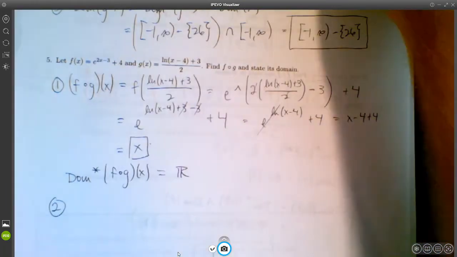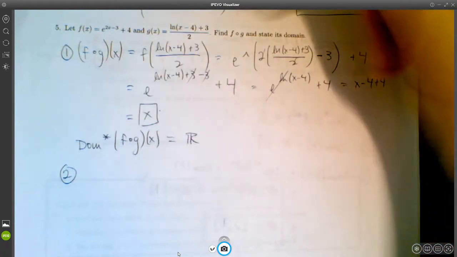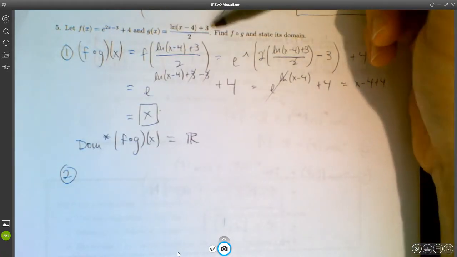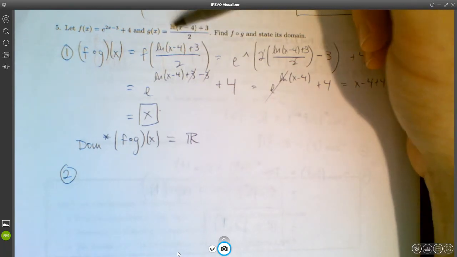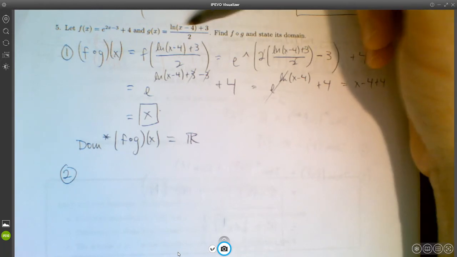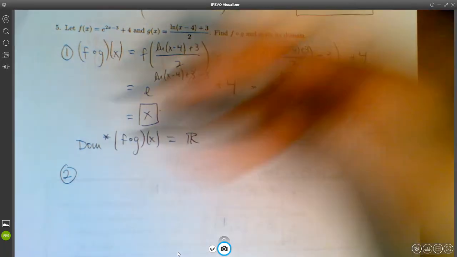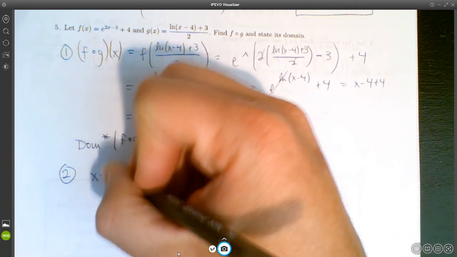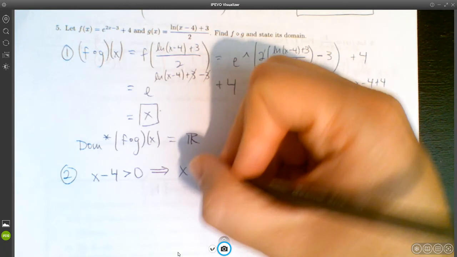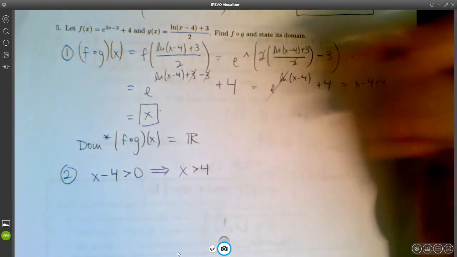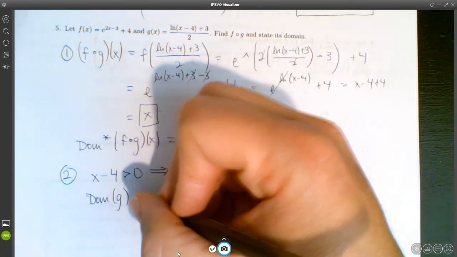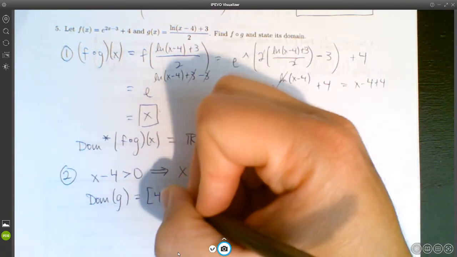But let's see what the domain of the inner function is. So the inner function was g of x, right? For g of x, we have a logarithm, and the argument of our logarithm needs to be strictly positive. So we need x minus 4 to be greater than 0, which means we need x to be greater than 4. So the domain of our inner function g is 4 to infinity.